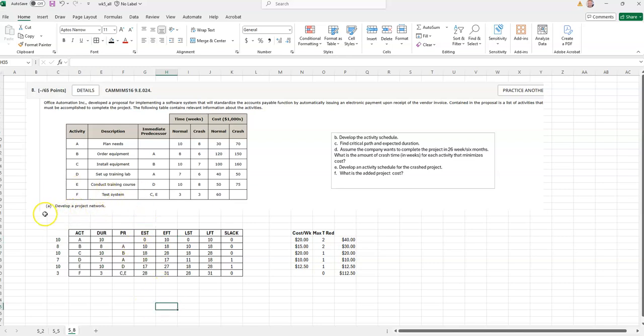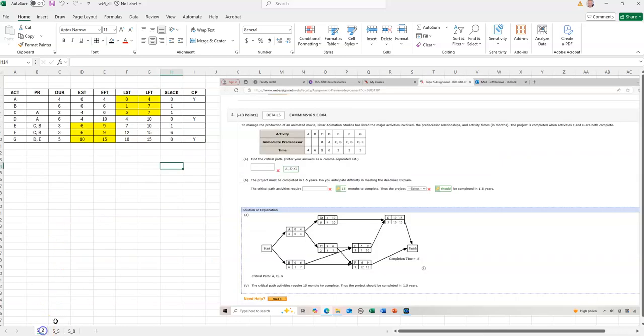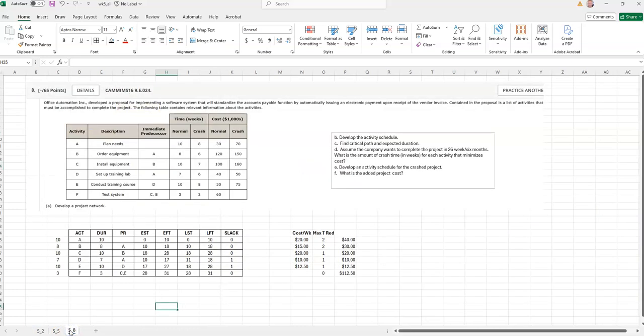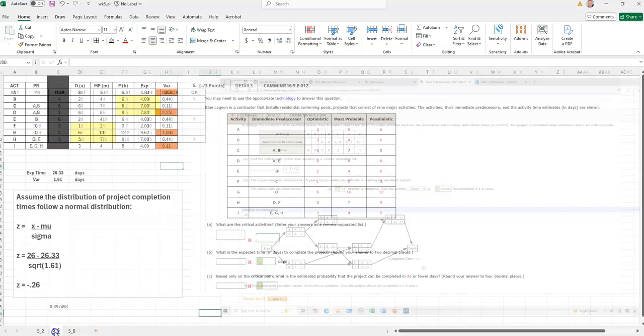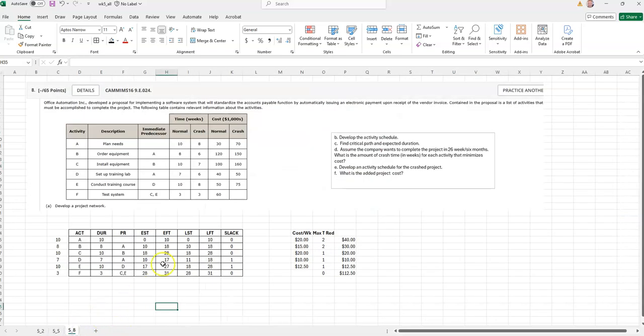The first question says to develop a project network. Remember, the project network is this visual piece here, so I believe you're going to be asked to identify the project network in the homework. So make sure that you're taking a look at something like this as that activity. Then you're going to develop the activity schedule. I have actually already done that down here.